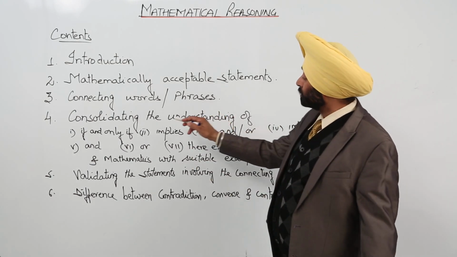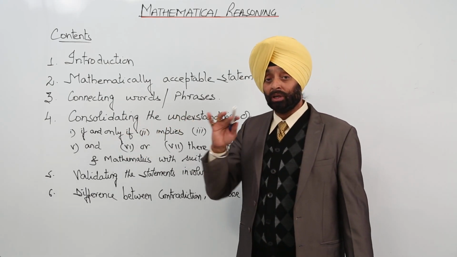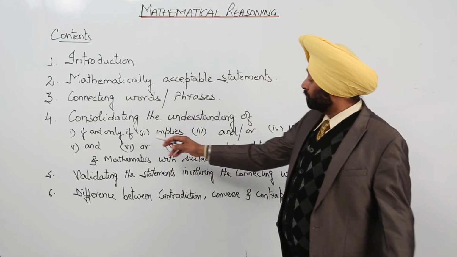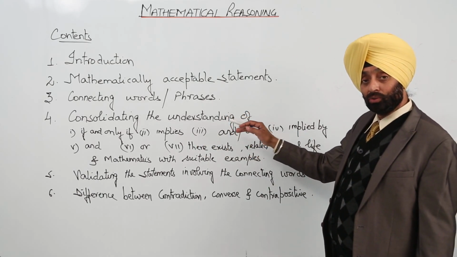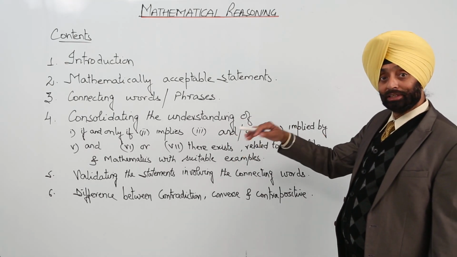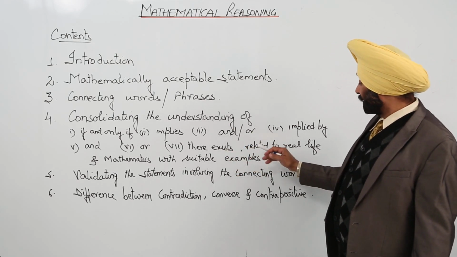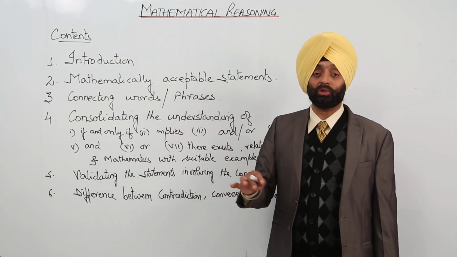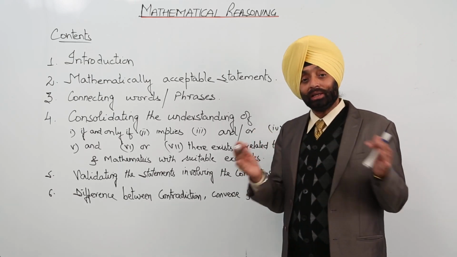Okay. Then consolidating the understanding of if and only if. Now these words are going to be understood in terms of mathematics. Okay. So if and only if, implies and oblique, or, where we are going to use and, or, implied by, then separate and, separate or, there exists. Now all these words related to real life and mathematics with suitable examples. I am just going to give you a number of examples related to real life problems.